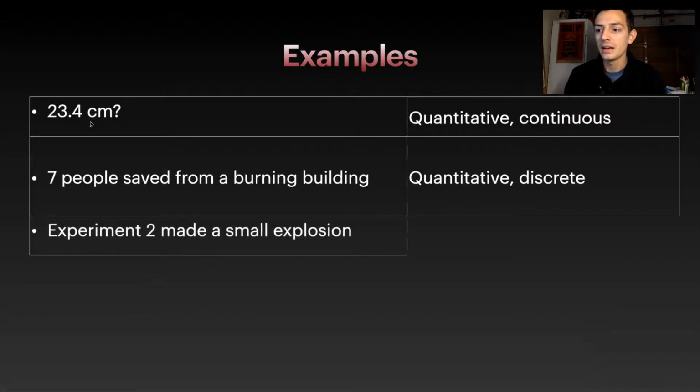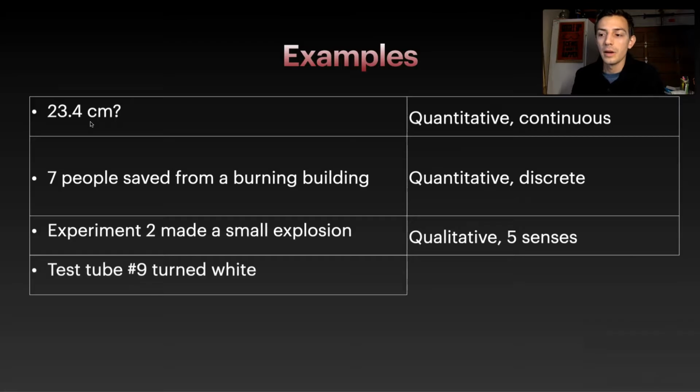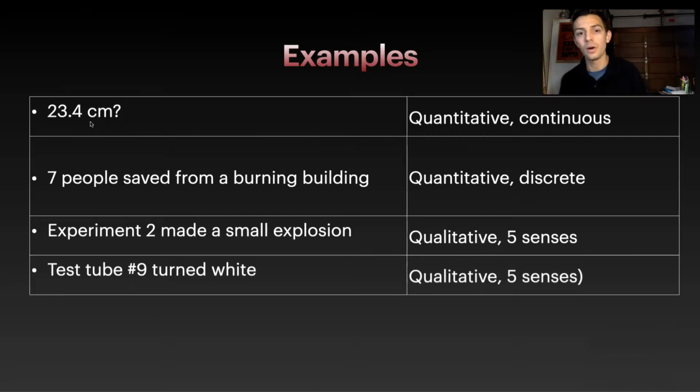How about an experiment, and we're saying experiment number 2, if we're like numbering them out, made a small explosion. What type of data is that? Small explosion. It's qualitative data because there's no number attached to it, right? We had experiment 2, but that was just labeling which experiment it was. The data was that it exploded, and you're using your 5 senses. So it's kind of in that category. How about test 2 number 9 turned white? That's more realistic to what we would do in class. Qualitative, again. And again, using your 5 senses, using sight.